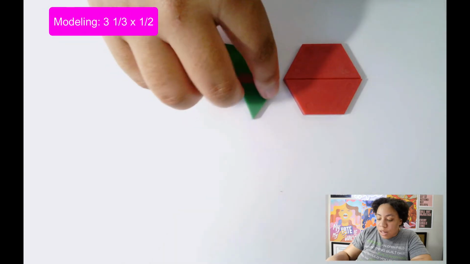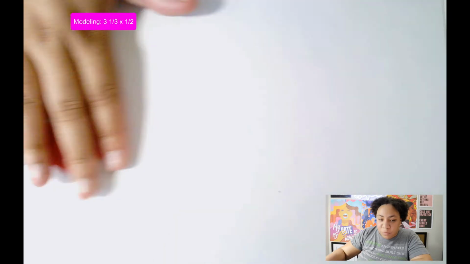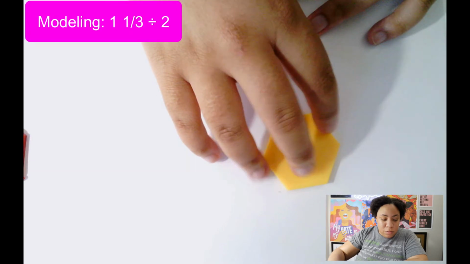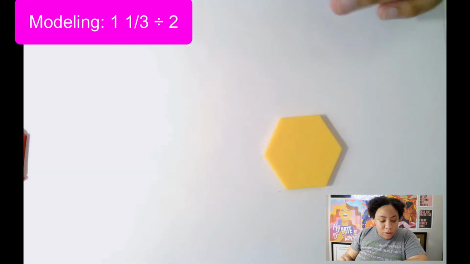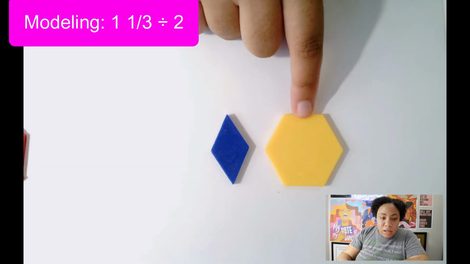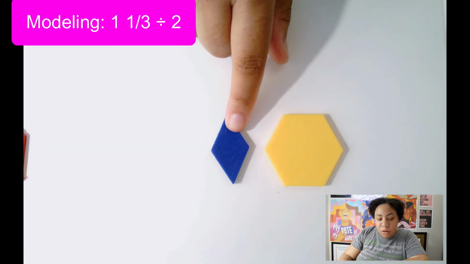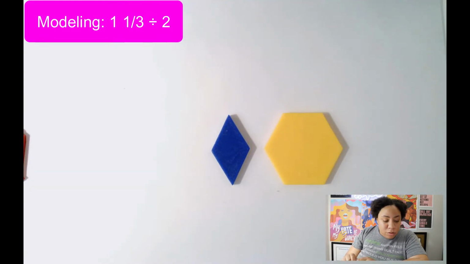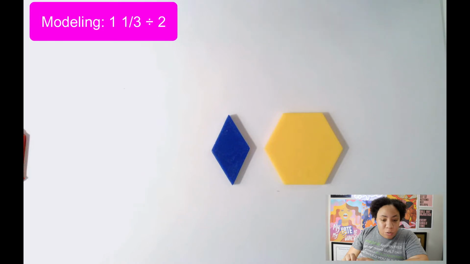The last one I like to focus on is division. In this process, what I'm going to use is the equation 1 1/3 divided by 2. So the 1, right, and 1/3 is represented by this hexagon, and the third is represented by the rhombus. Now, what we're going to do here is we're going to show what this represents.